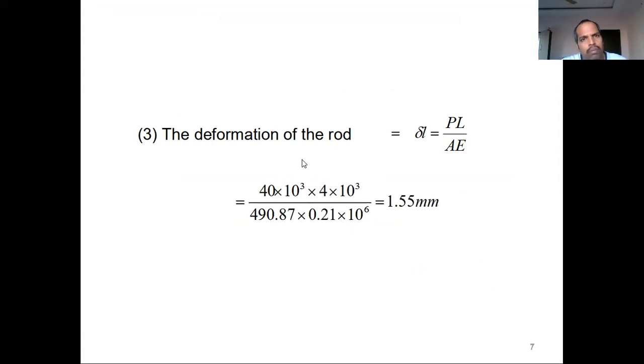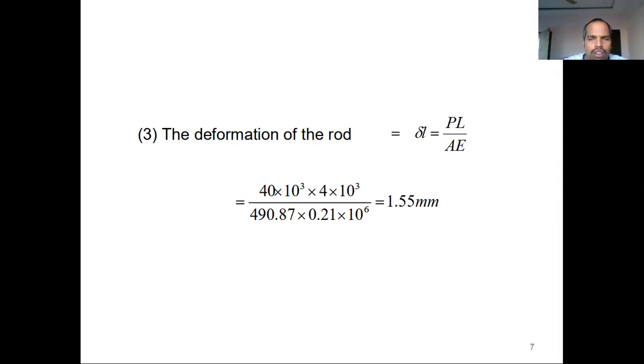Otherwise you can use deformation like this. Strain is equal to what? Change in length by original length. What do you want? Change in length, which means deformation, delta L. Delta L is equal to L into strain, strain into L. Like that also you can calculate, not only from this PL by AE. All are interlinked, same formulas, just rearranging the terms. That's all. We are not bringing any new formulas, just arranging the terms whatever we know.